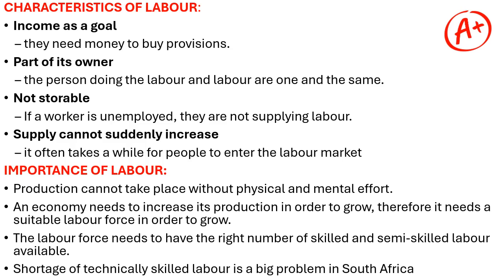The first characteristic for people to provide their labor or to avail their labor in the labor market is that they treat income as a goal. Each and every person who is economically active needs money to buy provisions or basic goods and services in order to survive. Consequently, in order for a person to have an income or money to buy goods and services, that person must work. As a result, they must avail and supply their labor at the labor market. They must sell their labor in order to receive what? To receive income. So the first characteristic of labor is income as a goal.